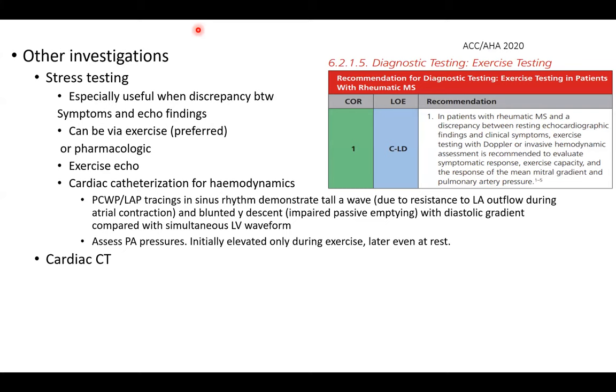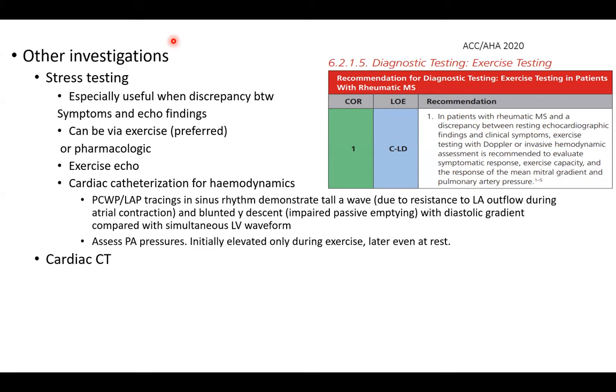So other investigations, we could do stress testing, especially when we have discrepancy between symptoms and echo findings. We can do it via exercise, which is the preferred because it's more physiologic, or we could use pharmacological agents. We could do it as exercise echo, or stress echo, or we could do cardiac catheterization with stress for hemodynamics. So where we should, of course, measure the pulmonary capillary wedge pressure and those tracings that we saw earlier. So we use right heart cath to get those tracings and demonstrate the pressure gradient and all of that.